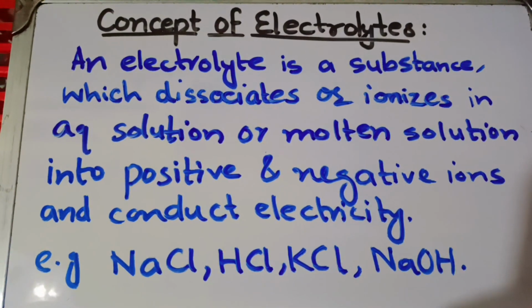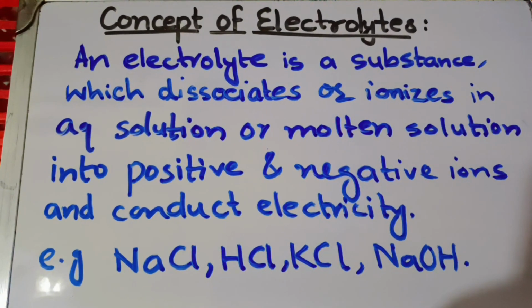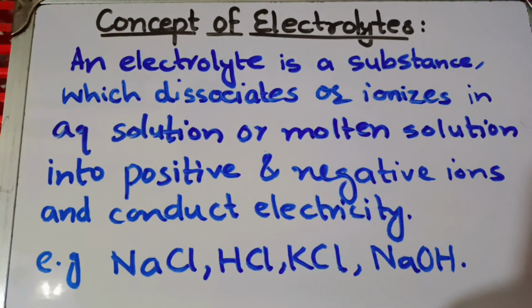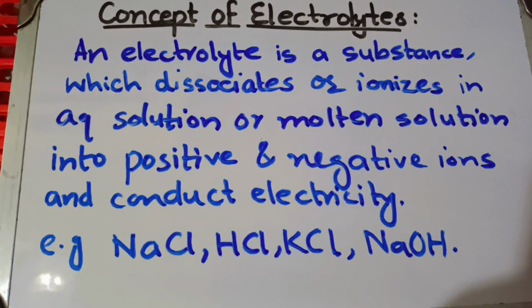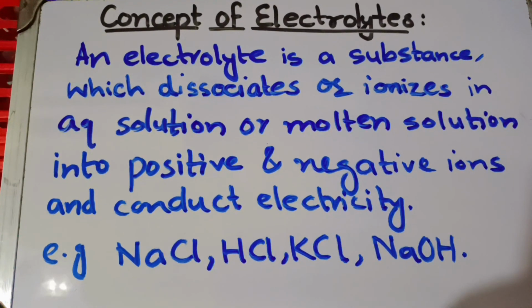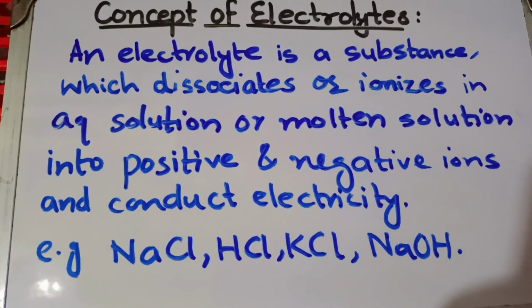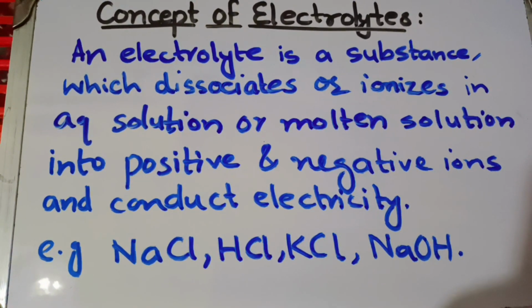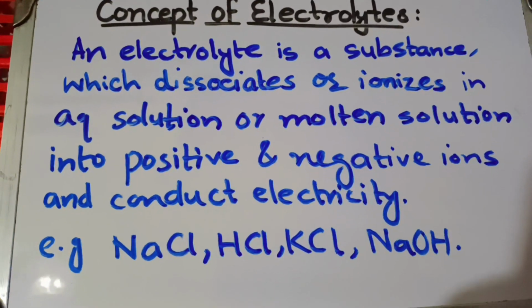Today we will discuss the concept of electrolytes. So what is an electrolyte? An electrolyte is basically a substance which dissociates or ionizes in aqueous solution or molten solution into positive and negative ions and can conduct electricity. For example, sodium chloride, hydrochloric acid, potassium chloride and sodium hydroxide.